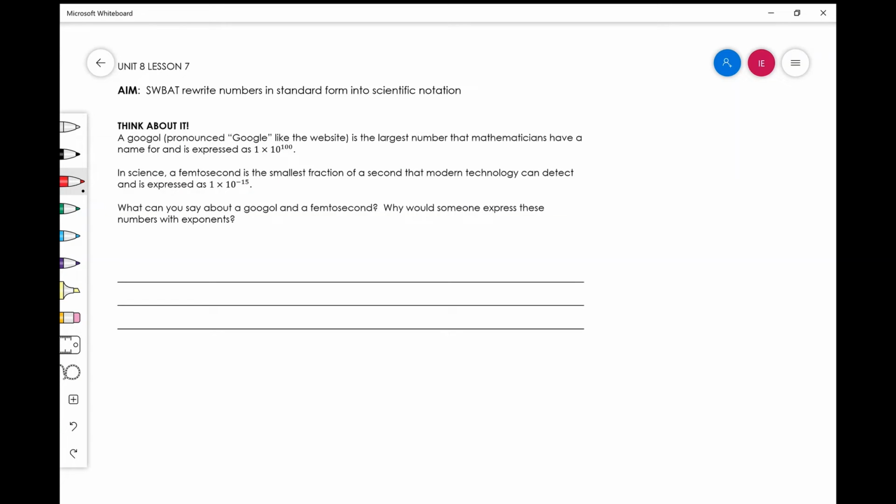Alright, so today we're looking at Unit 8, Lesson 7, where our aim is to be able to rewrite numbers in standard form into scientific notation. Let's read our think about it.